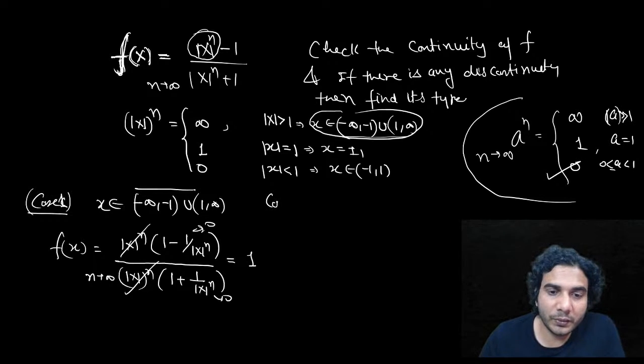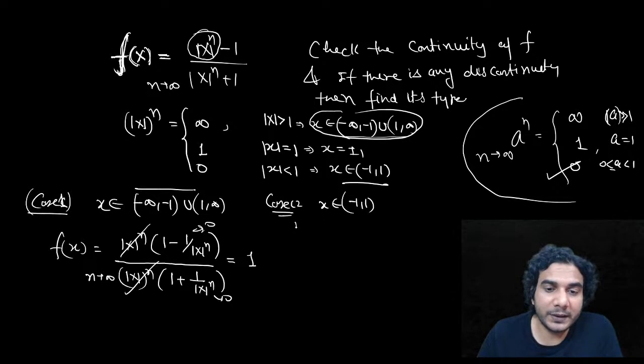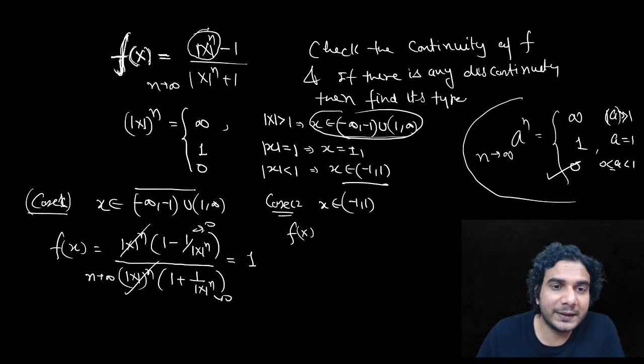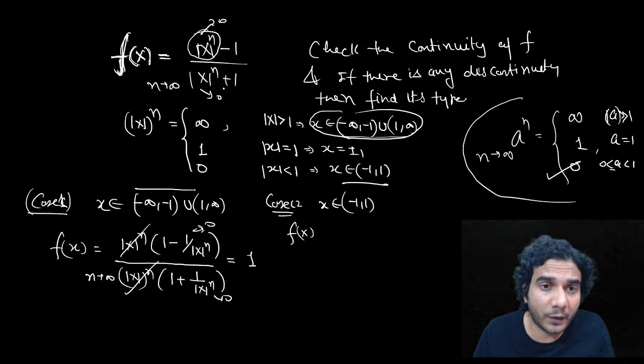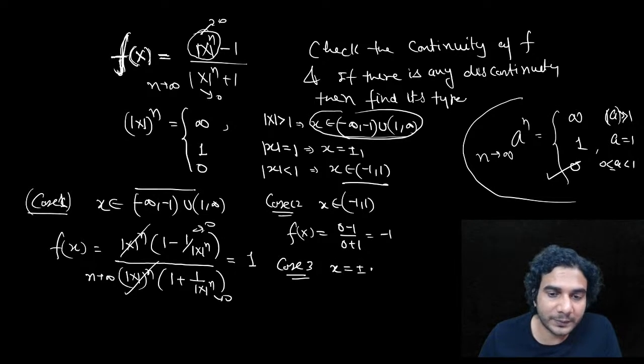Similarly, case 2 is when x belongs to (-1, 1). Plus minus 1 we will do easily. So when x belongs to (-1, 1), it is very simple to answer, because this term is approaching 0, this term is approaching 0, and it is not an indeterminate form, because it is written as (0 minus 1) upon (0 plus 1). So it is minus 1 only. As simple as that. And case 3 is when x is equal to plus minus 1.